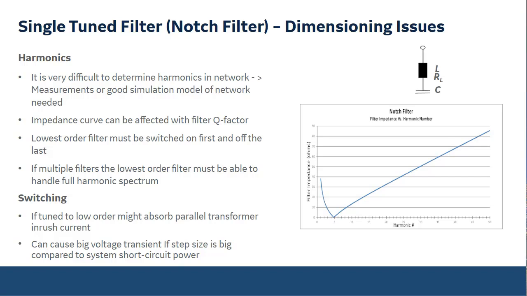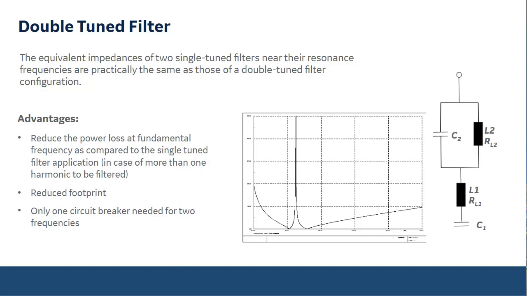Okay. Then we can have a double tuned filter. This is now like two filters combined into one application. This is quite typical in renewables, for example, in wind parks at the moment. Even with medium voltage, it's quite typical to use this kind of double tuned filter, because it has a very big advantage.